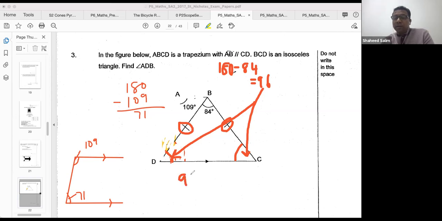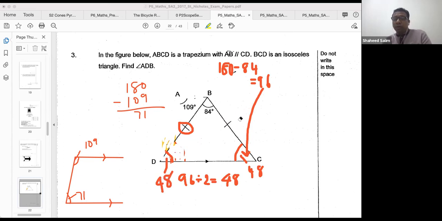Next step, take 96 divided by 2. When you divide by 2, how much do you get? I use a calculator, so 96 divided by 2 is 48. Now we know this one is 48 degrees. This one is also 48 degrees. Okay, now let us find the last one.